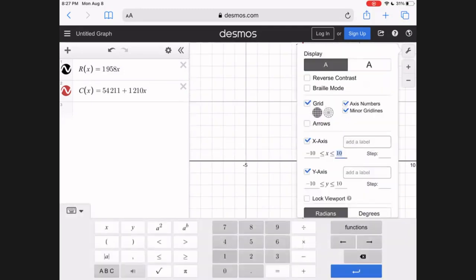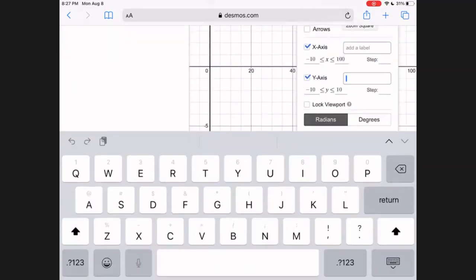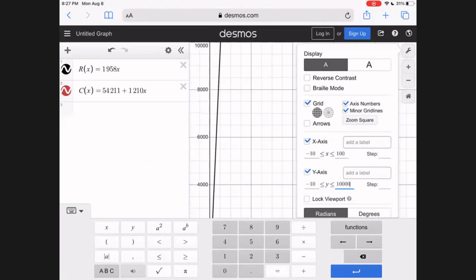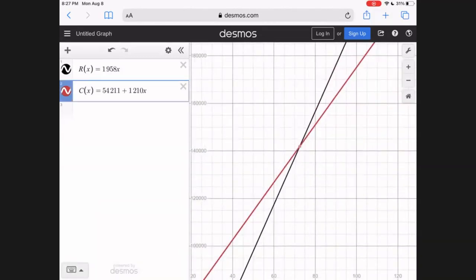So let's just modify this. Let's go to 100. Let's go the other one. Let's type in, so we see something. Aha. All right, so we see they intersect. Just playing around with the window a bit. Right there. So it's 72.45447. So you could solve and get the same thing, right, for when they break even.